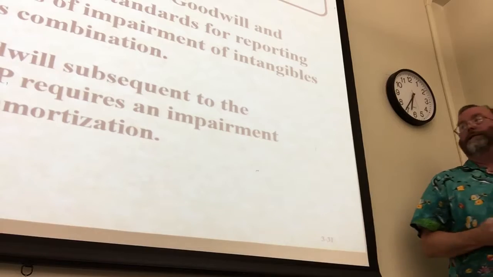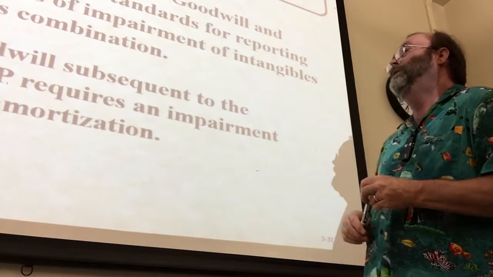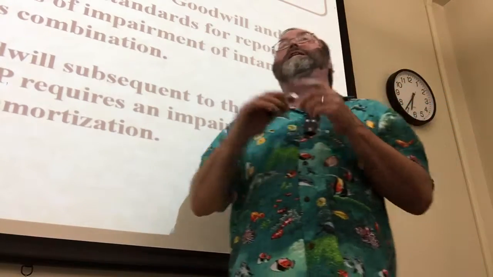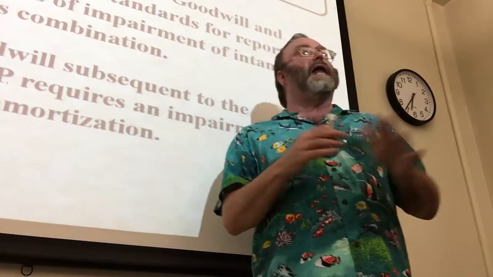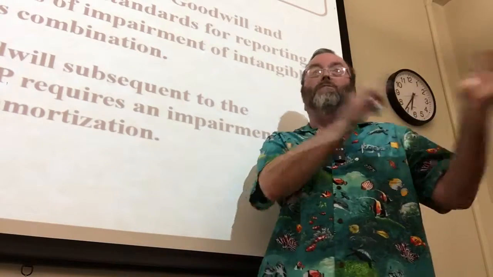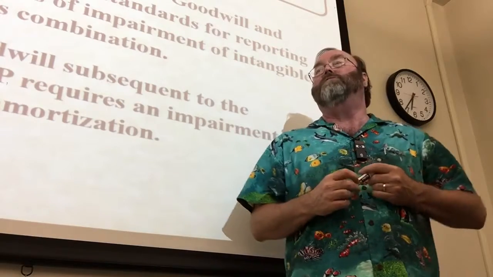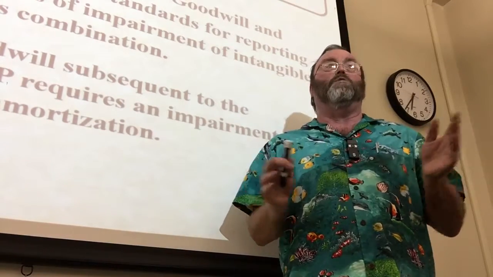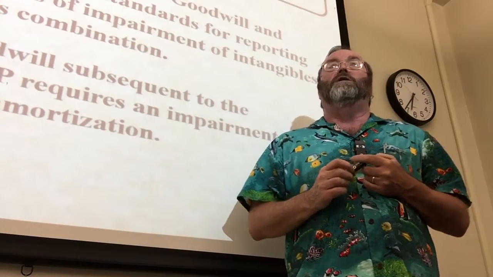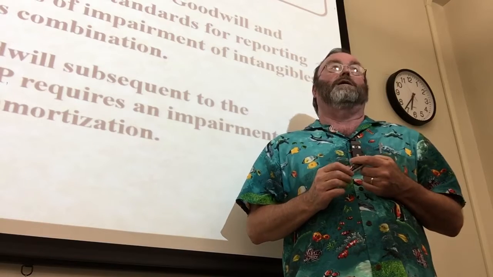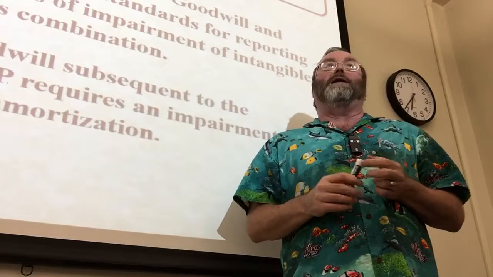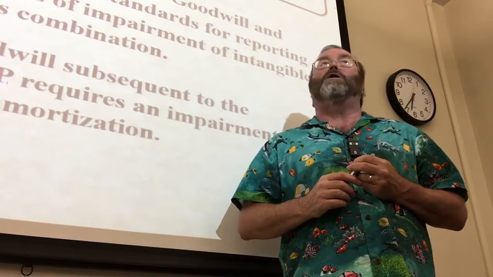All right, goodwill. This is a fun topic. Goodwill, as you know, has an indefinite life. You do not amortize goodwill. That has changed from when I was sitting in your place. Back then, you used to amortize goodwill over 20 years. We don't do that anymore. You have to do a calculation for impairment. And I'm going to briefly talk about it, and then we shall never talk about it again.